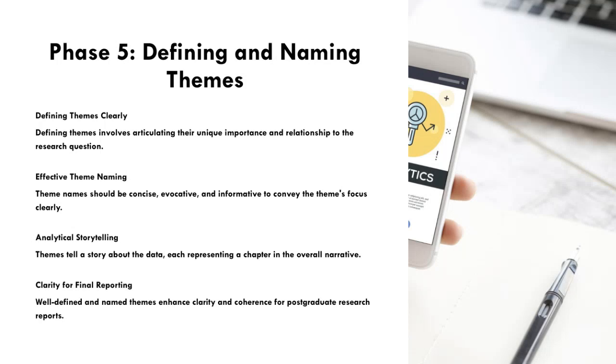In Phase 5, we focus on defining and naming themes in a way that clearly captures their essence and analytical significance. Defining a theme means explaining what makes it unique and important, how it connects to the research question, and how it fits within the broader thematic framework. This usually involves writing detailed descriptions and fine-tuning the boundaries between themes to avoid overlaps or confusion.